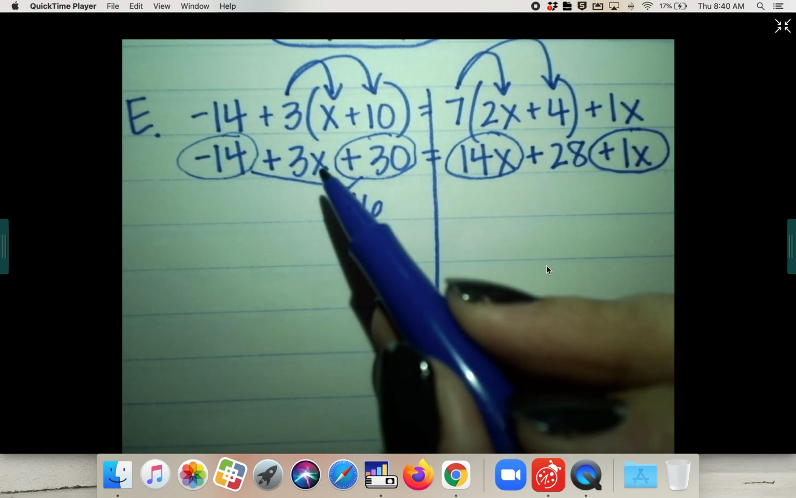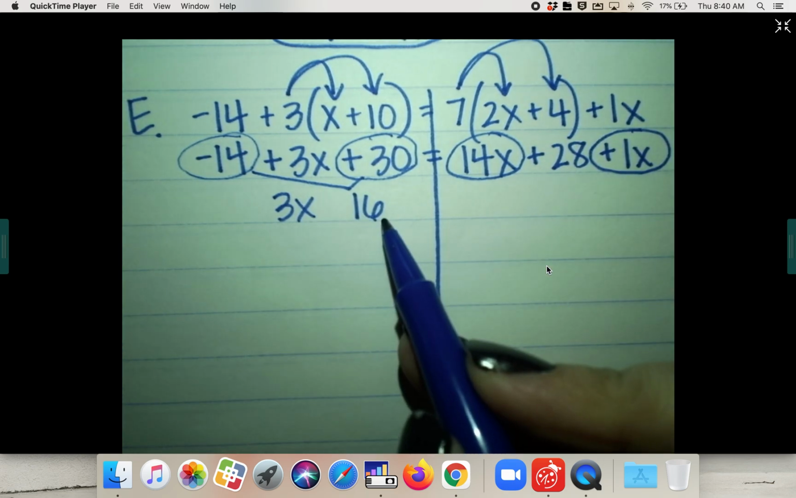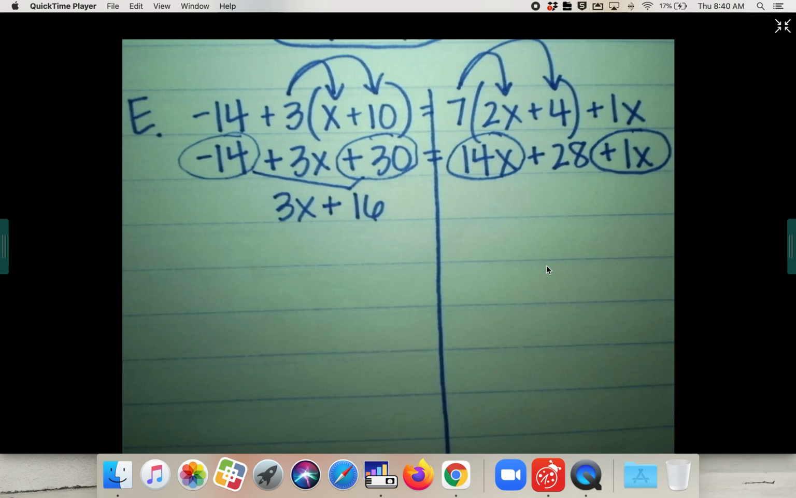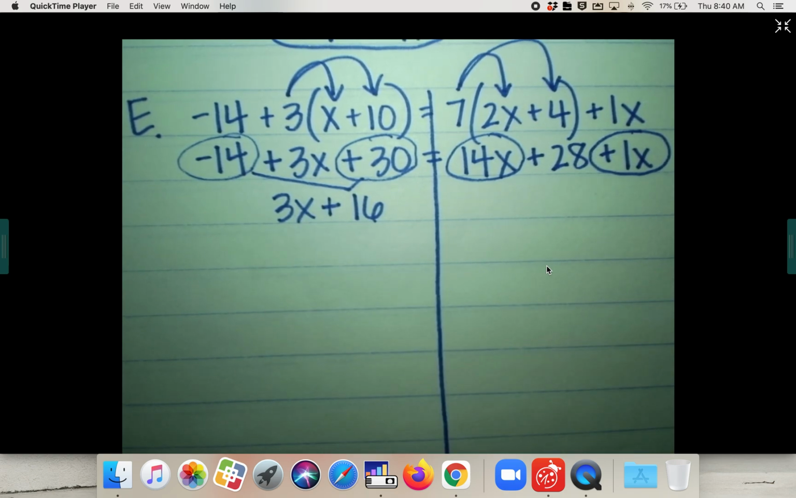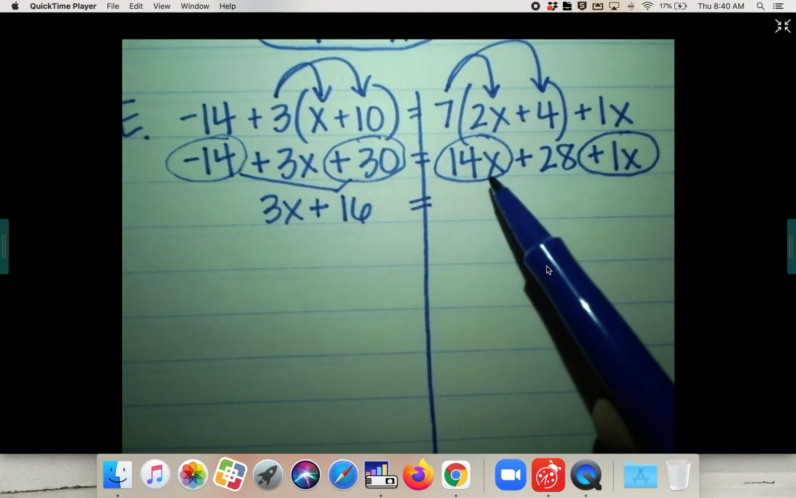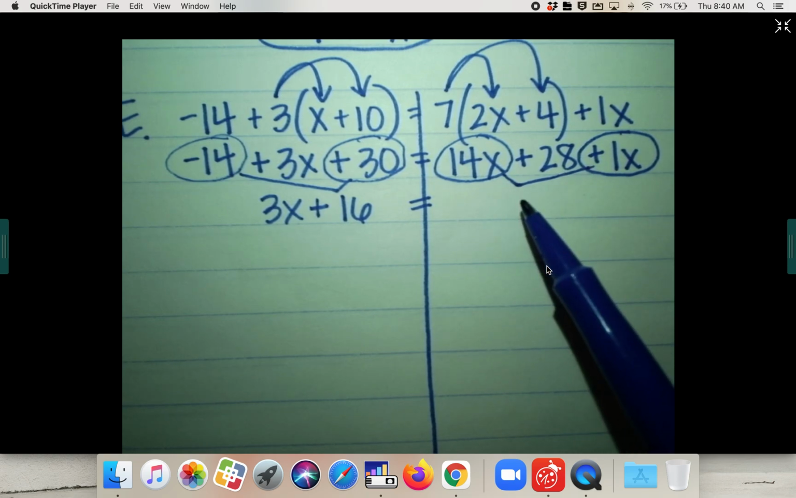We haven't used the 3x yet, so I'm just going to bring it down. And it doesn't matter the order. I put 16 after, but if you put 16 first, it doesn't matter, as long as you have a plus in between these two because they're both positive. So you could have 3x plus 16 over here or 16 plus 3x. The order doesn't matter. All right, on the right, let's combine our 14x and our plus 1x. What is 14x plus 1x?